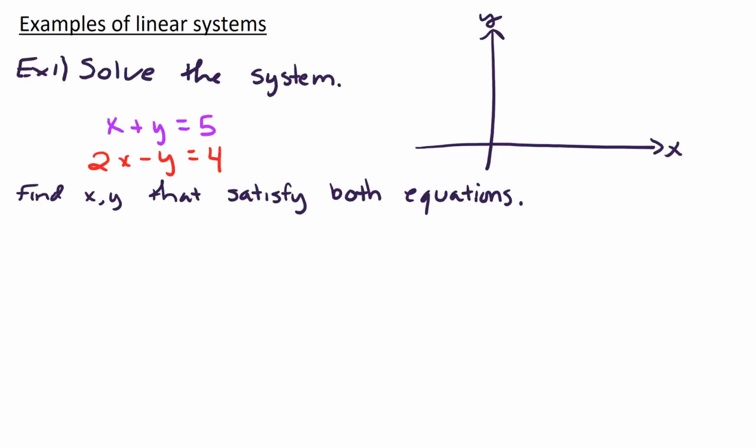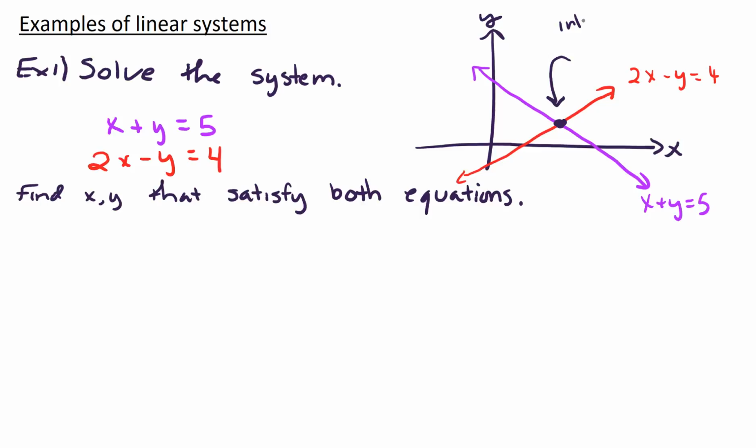If we look at the graph of x plus y equals 5, that looks something like this line. And then if we plot 2x minus y equals 4, that looks something like the following, roughly speaking. And so from our drawing, it looks like there is a solution. It looks like there is a point where the two curves intersect, and this is our intersection point. And our goal is to figure out what the coordinates of that intersection point are. All right, so let's work on our solution.